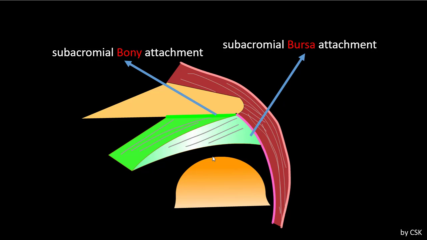This is a posterior arthroscopic view. Subacromial bony attachment over there. This is also the coracoacromial ligament. It's a subacromial bursal attachment.